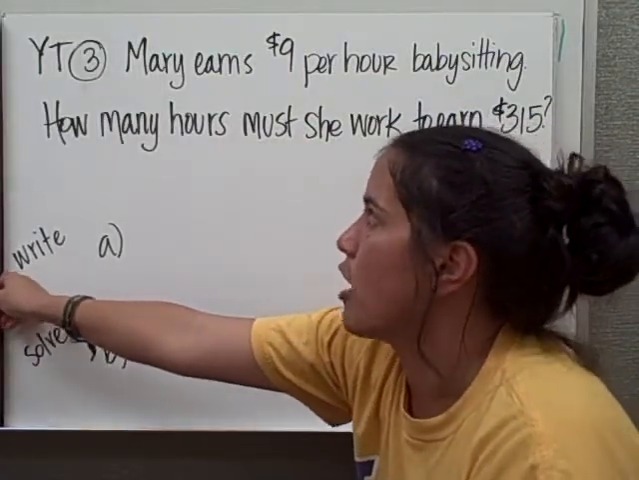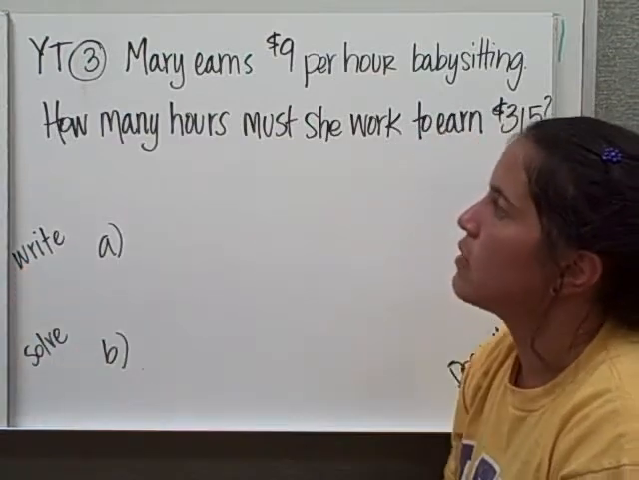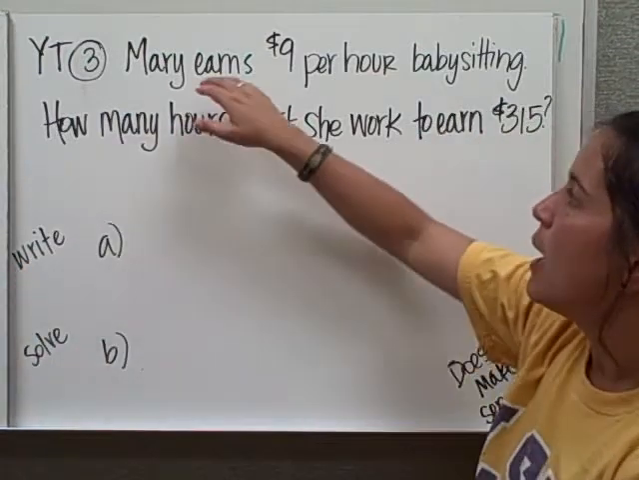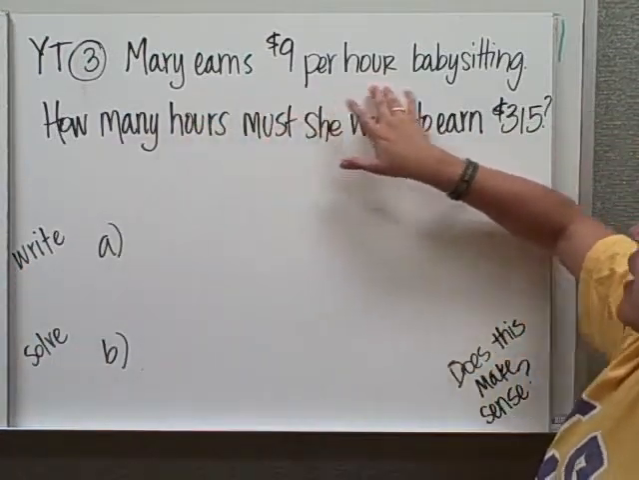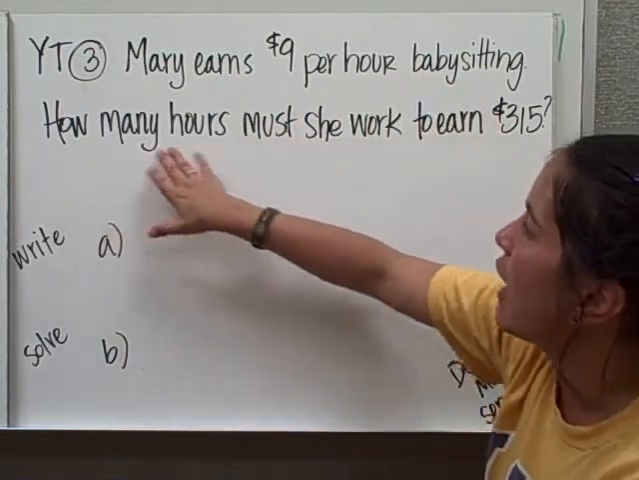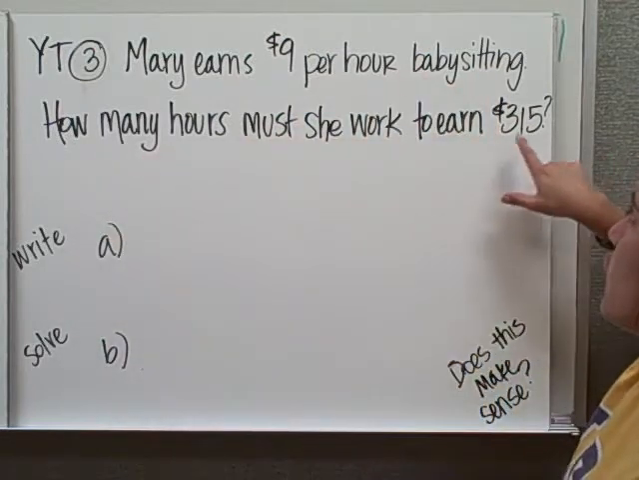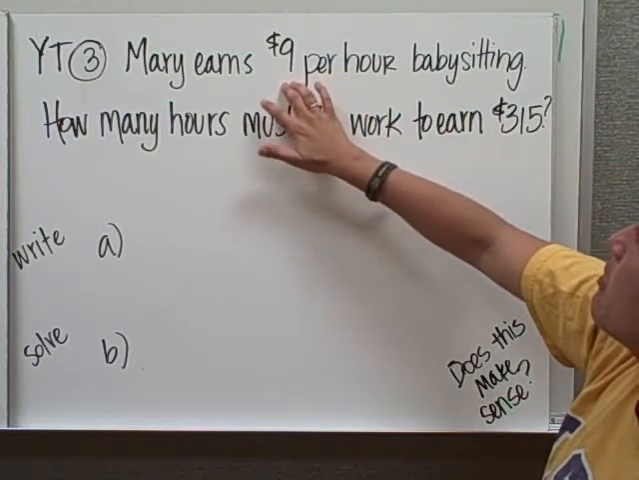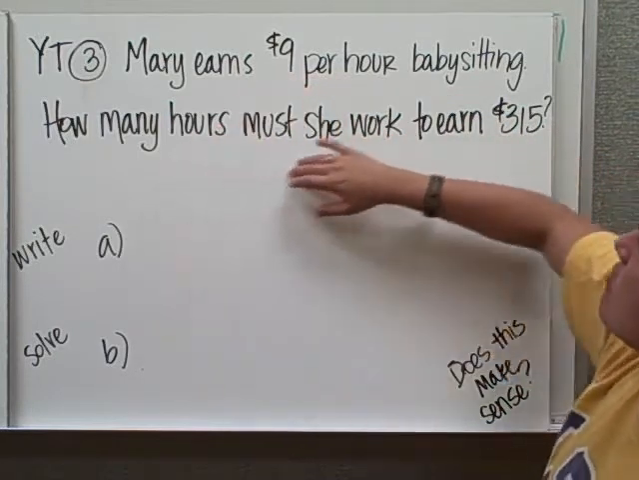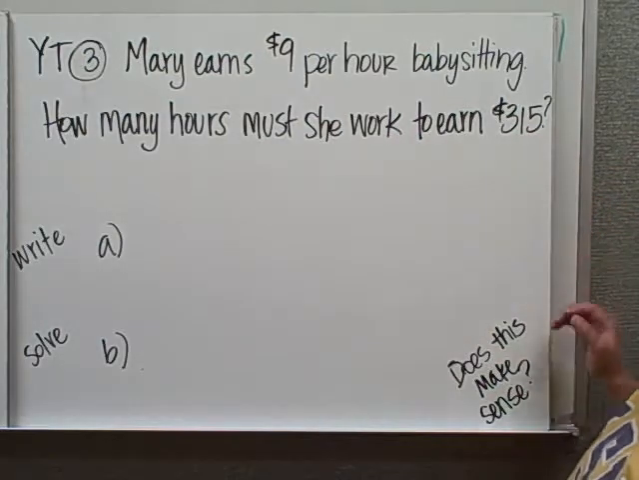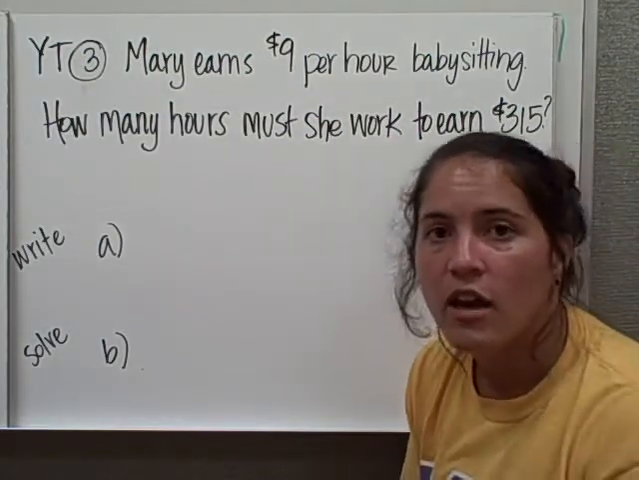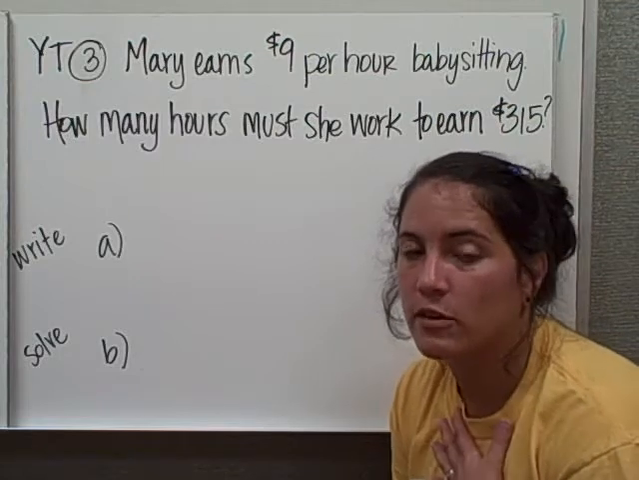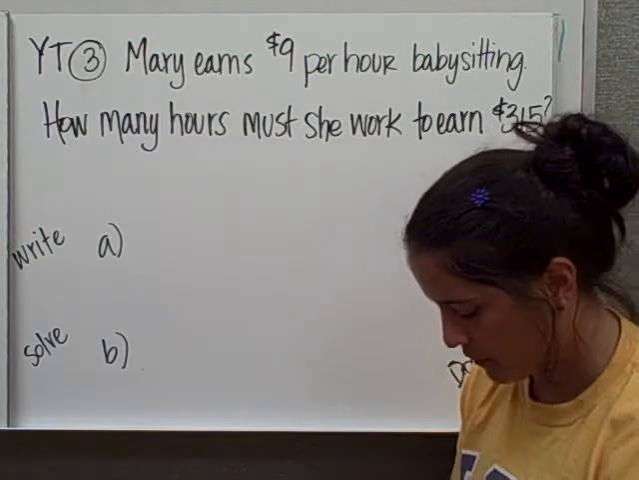So we've gotten to a you try. I'm going to read the problem to you, and then I want you to try to set up the equation. Mary earns $9 per hour babysitting. How many hours must she work to earn $315? I want you to pause the video, work it out on your own, and then when you're ready to hear my explanation, resume the video.